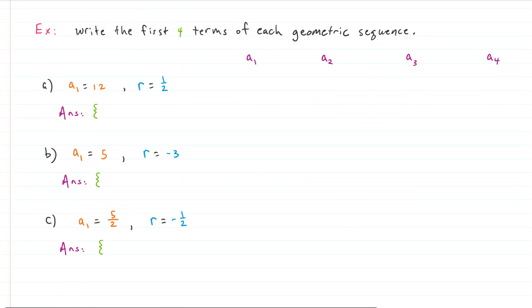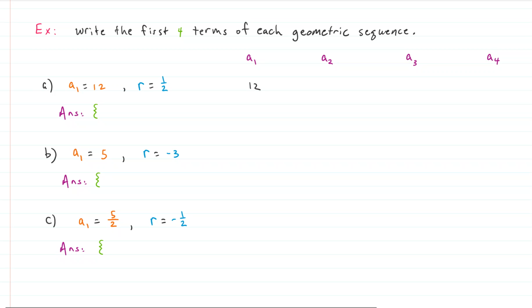Write the first 4 terms of each geometric sequence. We've got 3 examples here. The first geometric sequence we get, the first term is 12. We can see that it's given to us here, and the common ratio is 1/2. So we can use both of those. Let's write the first term just as it's given to us.